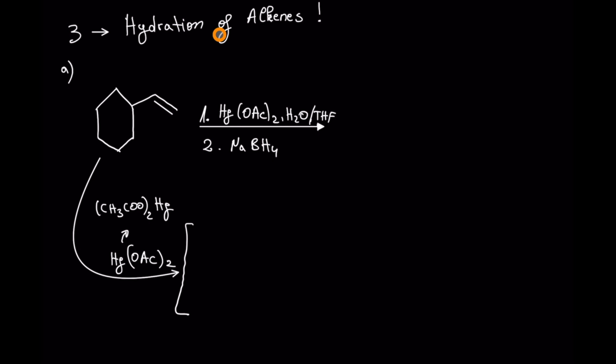Let's move now to the hydration of alkenes. First method is the oxymercuration-demercuration method that obeys Markovnikov's rule. That means that the OH is going to be placed on the more substituted carbon. So in this case, it's going to be here.